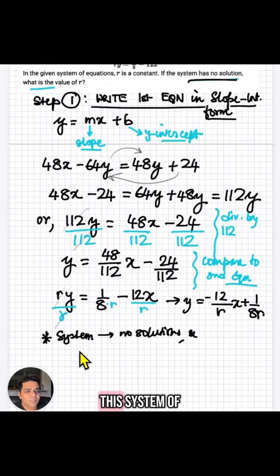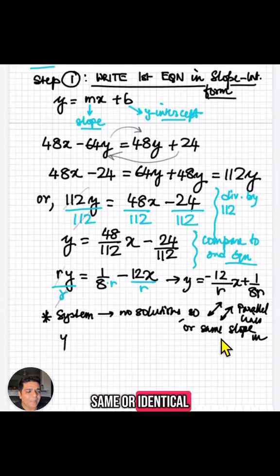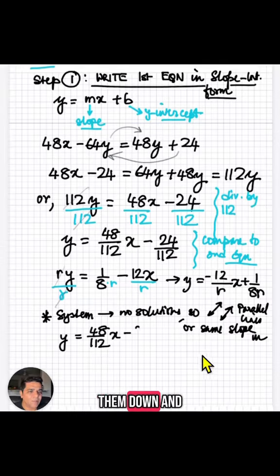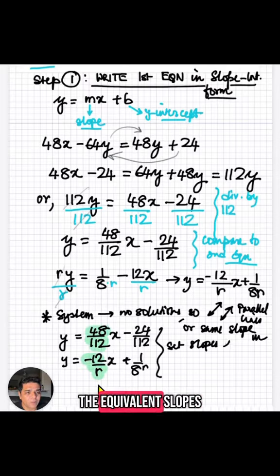Now this system of equations has no solution. That means the lines are parallel. So that means they have the same, identical slope. So let's go ahead and write them down and compare the slopes. 48 over 112 is the slope of the first one, and the second one is negative 12 divided by r. So those are the equivalent slopes.